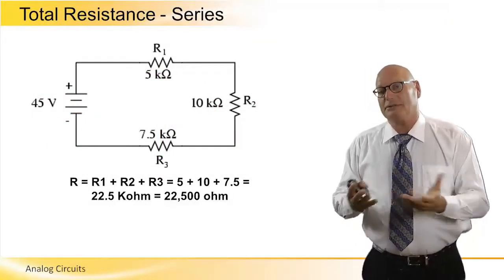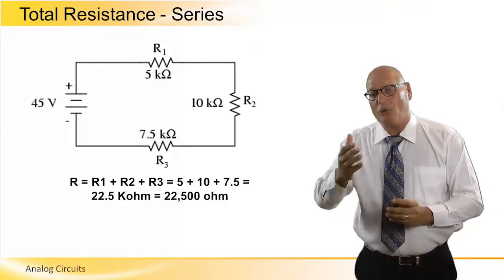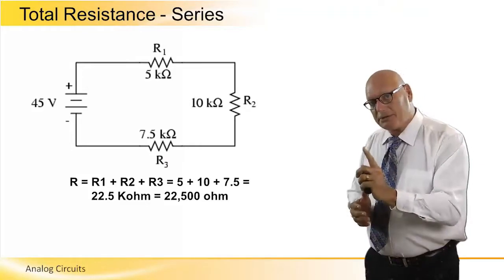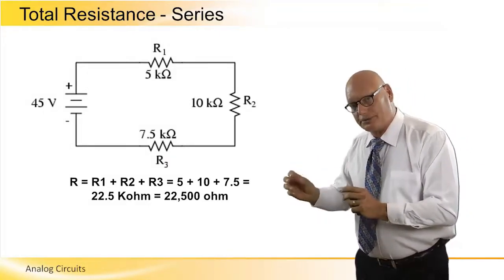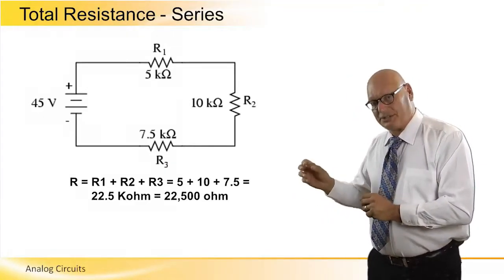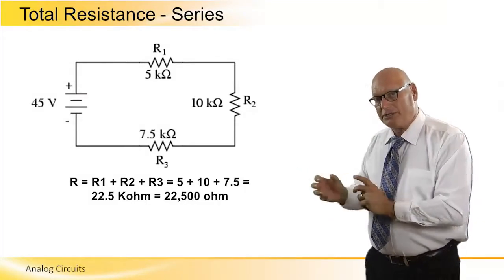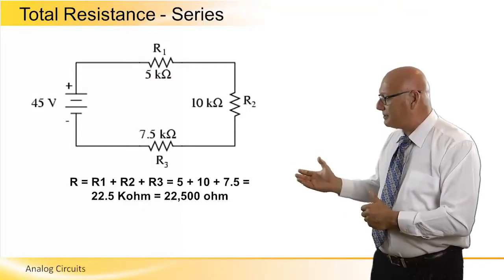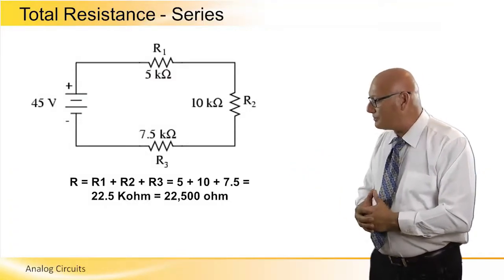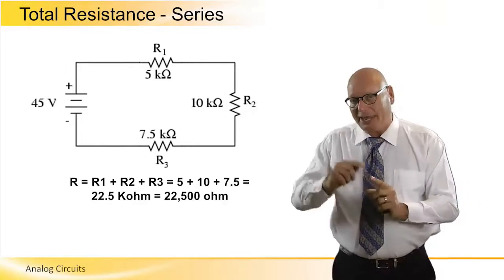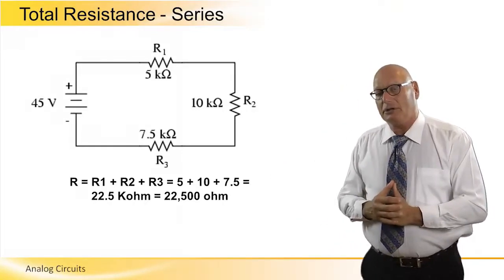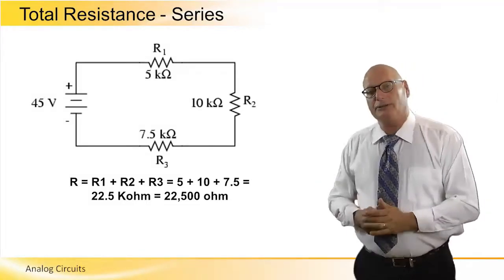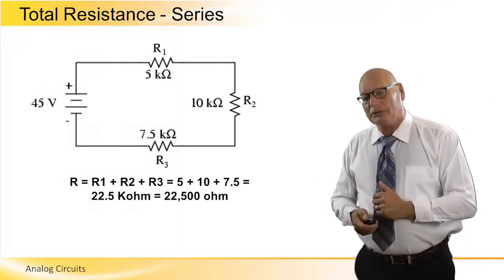And in series, just a simple example, R1 equals 5 kilo ohms, R2 equals 10 kilo ohms. 10 kilo ohms meaning 10,000 ohms. Ohm is the unit of resistance. Kilo is 1,000, of course. So we have 5 kilo ohms R1 plus 10 kilo ohms plus 7.5 kilo ohms. It's 22.5 kilo ohms. We add up all these resistors. 22.5 kilo ohms. Obviously, it's equivalent to 22,500 ohms.